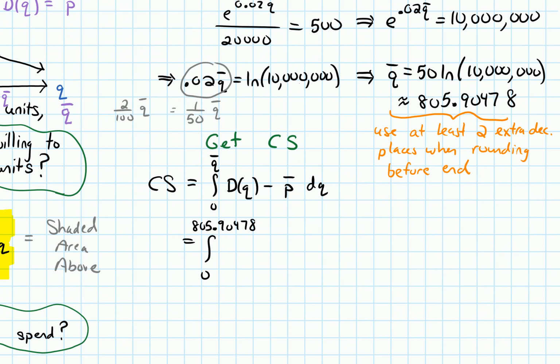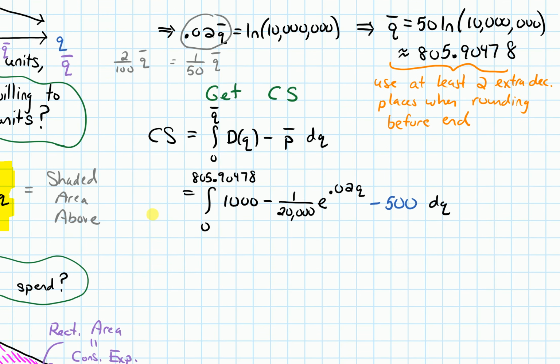All right, so plugging in our equation, which was 1,000 minus, and one thing that's going to help is if I write 1 over 20,000 in front of that exponential, e to the 0.02 Q. Okay, and then I need to do minus P bar. And P bar, that price, the items are priced at 500. Okay. And this is dQ at the end. So we are now ready to do this antiderivative.